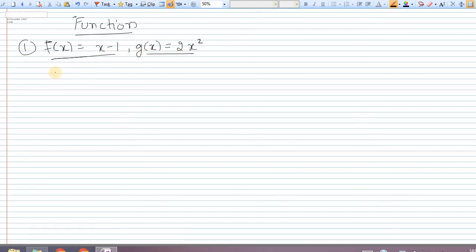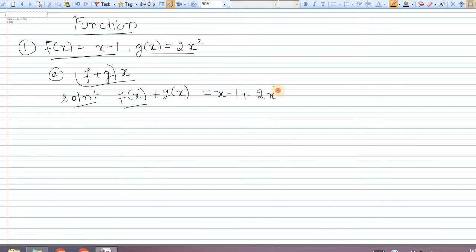So first we need to calculate (f plus g)(x). So solution, how we will solve this is we will just distribute it as f(x) plus g(x). So f(x) would be x minus 1 and g(x) would be plus 2x square. So our answer will be 2x square plus x minus 1.